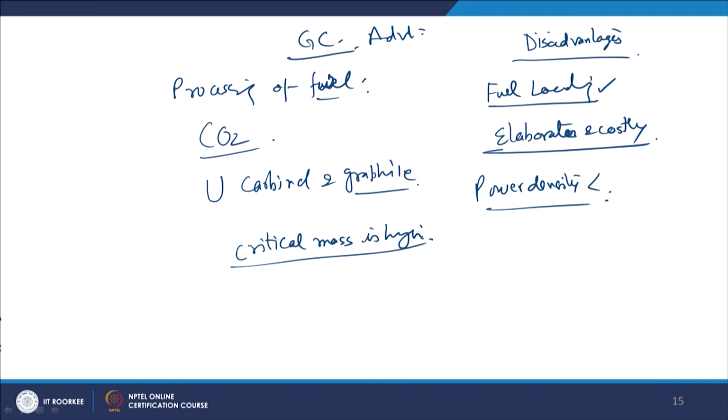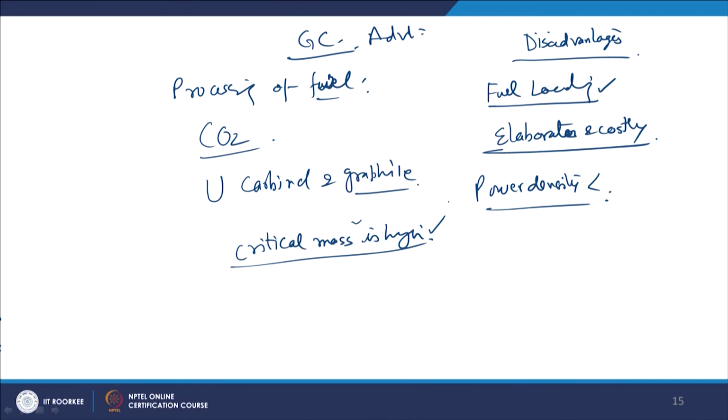So, high mass has to be loaded initially because critical mass is high. If critical mass is low, initially low mass is required, but because here the critical mass is high, a high mass of the fuel loading is required initially. And another thing is, if we are using helium, helium diffusivity is high. So, there are leakage problems if you are using helium.